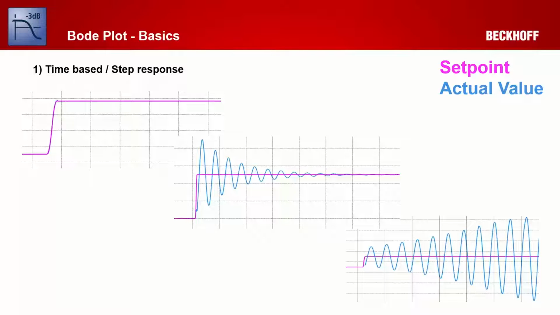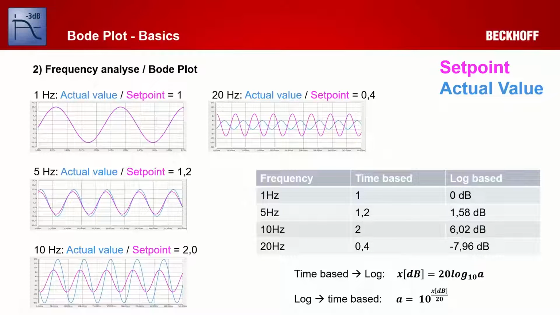So if it looks like on the left side, it's very nice. The other two possibilities are not that good, and we have to optimize them. And on a time-based system, that's not so easy. Therefore, the second way to do an analysis and an optimization is to do it frequency-based. Frequency-based means we are checking this by a Bode plot.